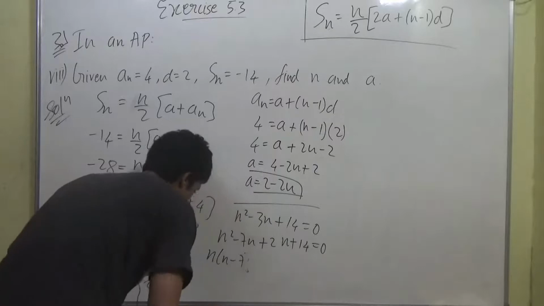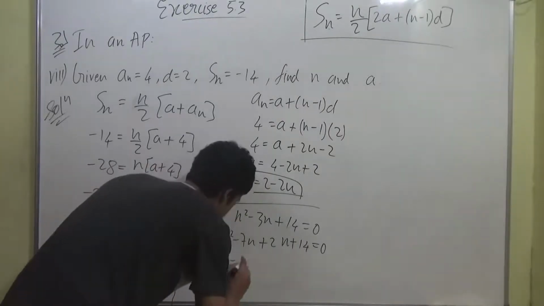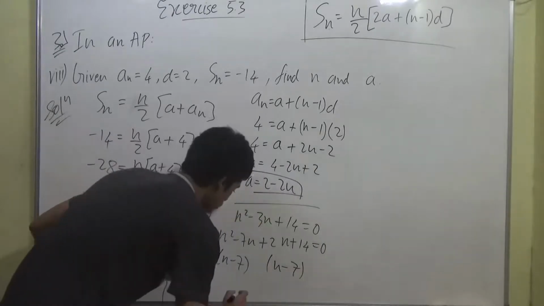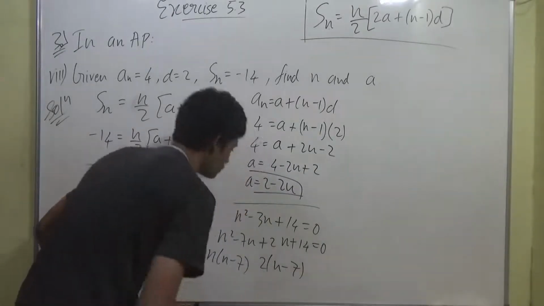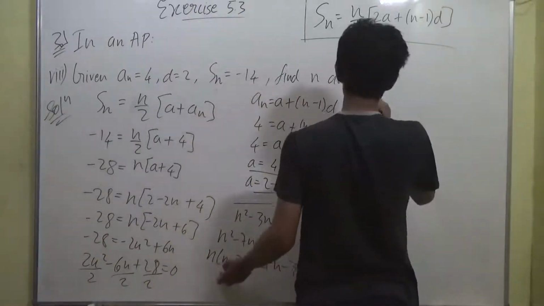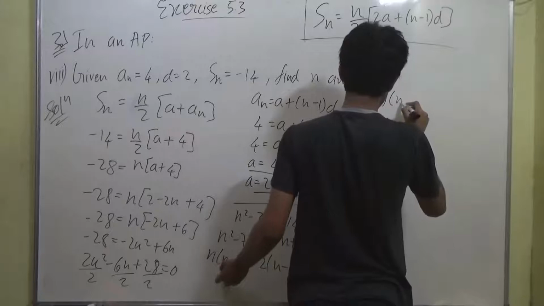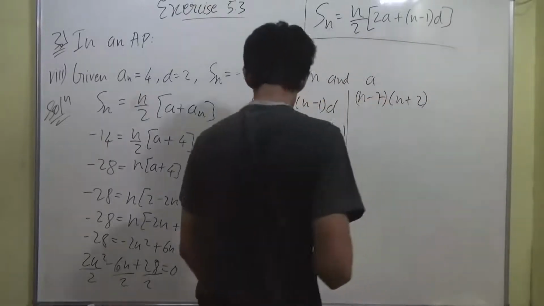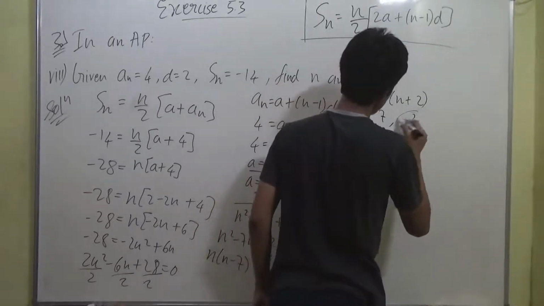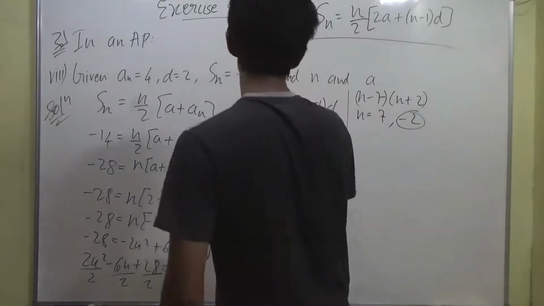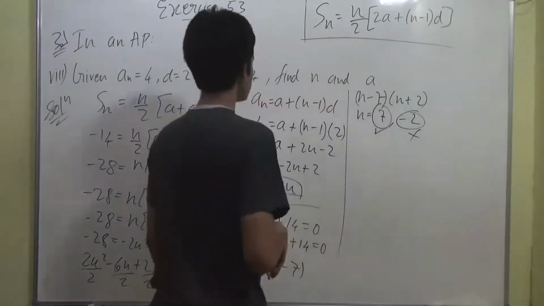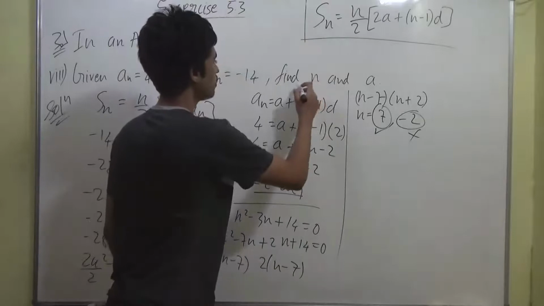You can take n as common, so inside will be n minus 7, and the same thing n minus 1 you'll write here as well, and then you can multiply it with 2. So the factors are n minus 7 and n plus 2. Now if you expand this, guys, n will become equal to plus 7 or minus 2, and n cannot be minus 2, right? The number of terms in an AP cannot be negative, so n equal to 7. We found the value of n.